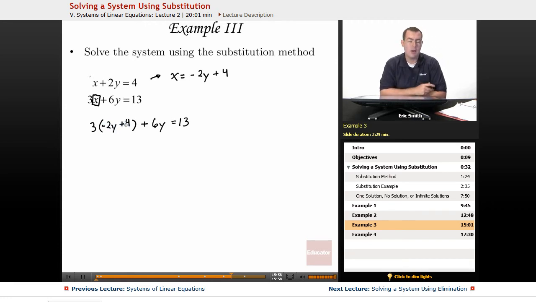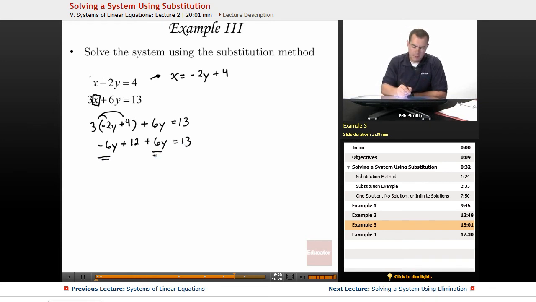All right. Now I only have y's in this new equation, so we'll continue solving it by getting y all by itself. Let's go ahead and distribute. So negative 6y plus 12 plus 6y equals 13. Now notice something interesting is happening here. Over here I have a negative 6y, and over here I have a positive 6y. And since they're like terms, I can put them together. But a negative 6 and a positive 6 would give me 0y. So they cancel each other out.